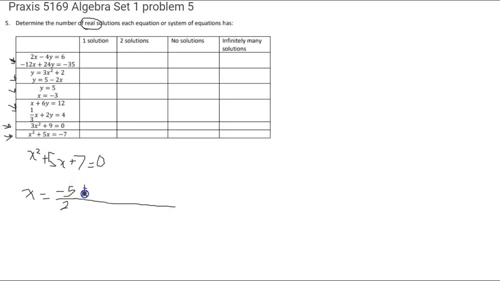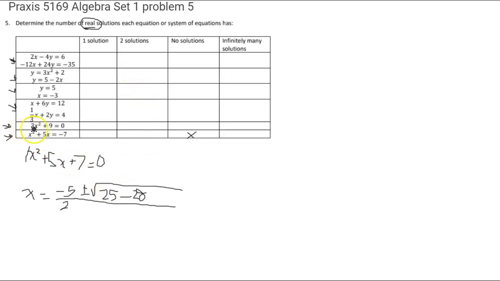Plus or minus the square root of b squared, that's 25, minus 4 times a times c, that's 4 times 1 times negative 28. All right, that's negative. The square root of a negative is imaginary, so this has no real solutions. It has two imaginary solutions, but they're asking us for the number of real solutions. None.